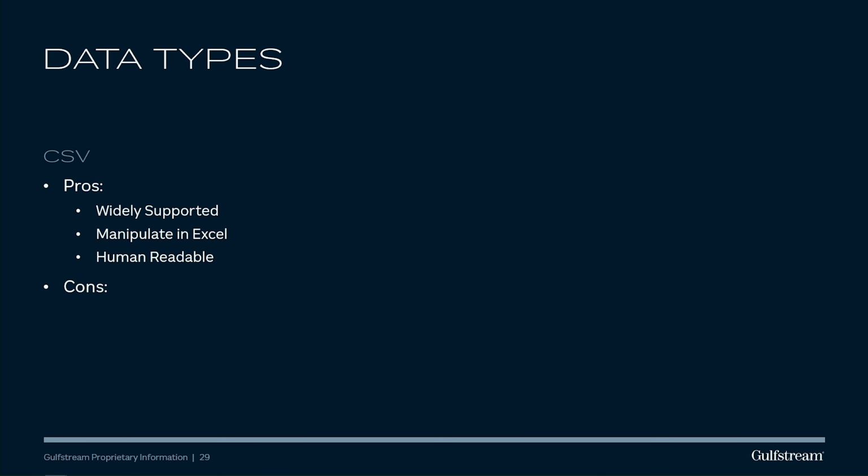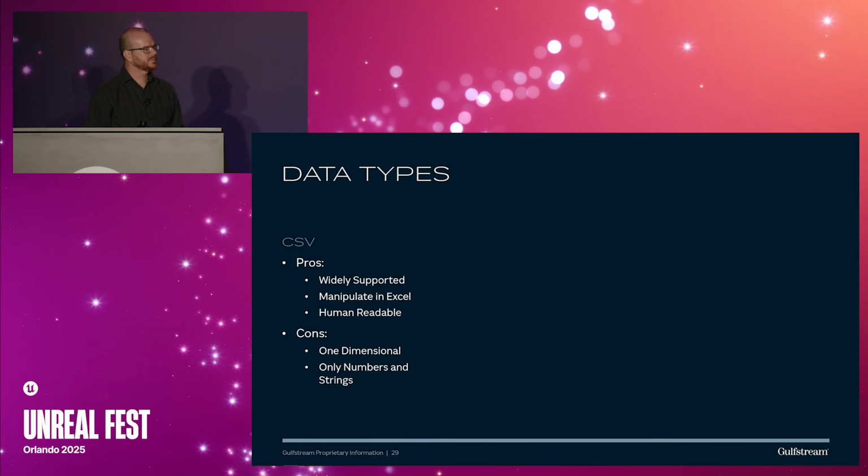But there's also several cons to CSV files. They're one-dimensional, so it's hard to get hierarchy or objects within objects within objects. And then you're limited to only numbers and strings for a variable.